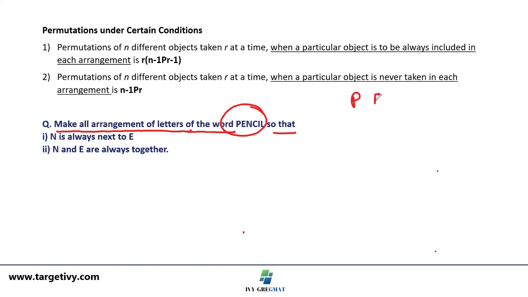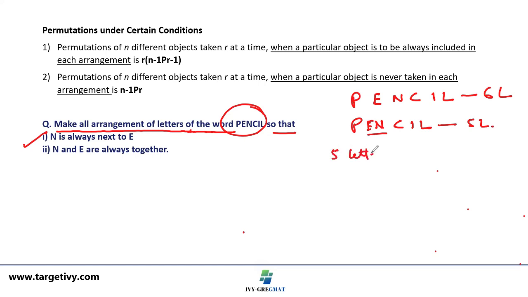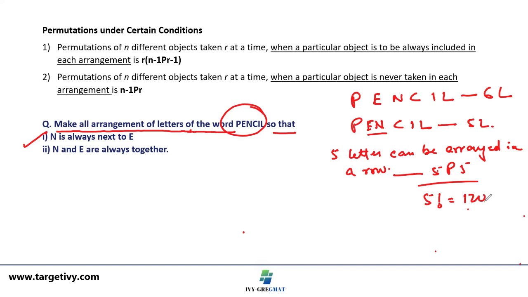So PENCIL, 6 letters. As far as the first is concerned, N and E are next to each other. So we'll take E and N together, with C, I, L. We'll take it as a 5-letter word. So now the 5 letters can be arranged in a row in a 5P5 fashion. That makes it 5 factorial, which is 120 ways.